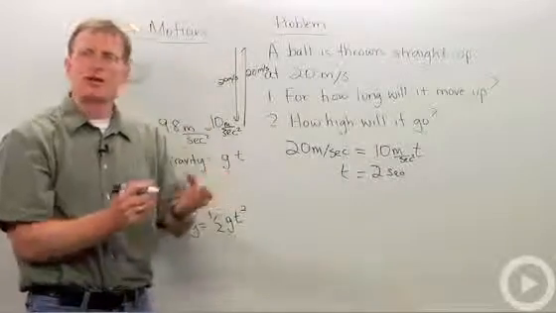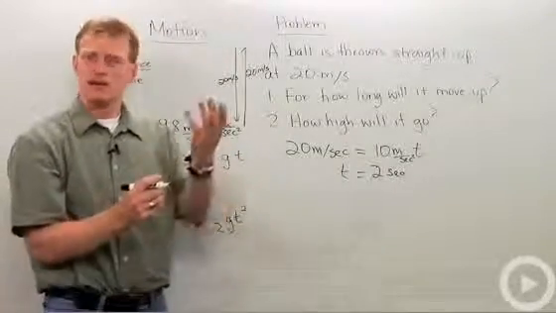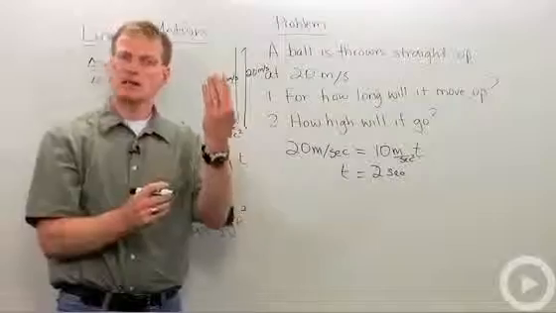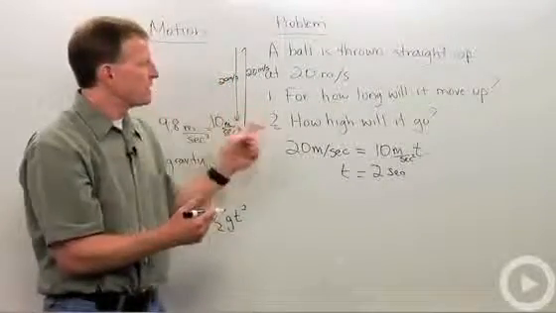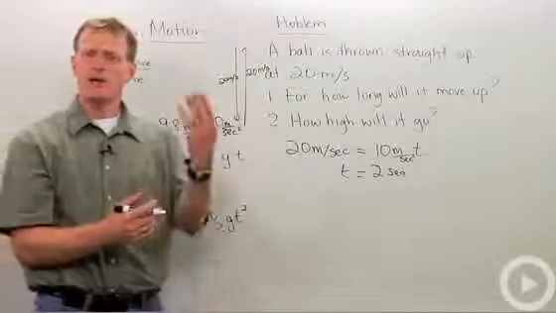So my ball's going to stay in the air for about 2 seconds, okay, before it starts to come down. Now if I'm asked how long will it remain in the air total, well, that's going to be 2 seconds up and 2 seconds down. Okay? So that answers part 1. Now let's look at number 2. How high will it go in the air?